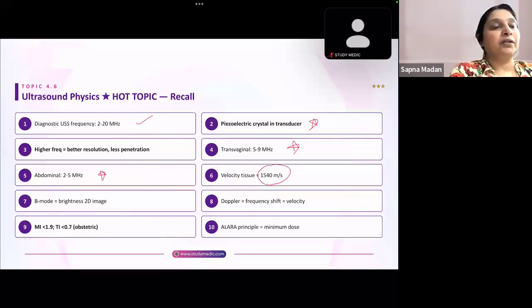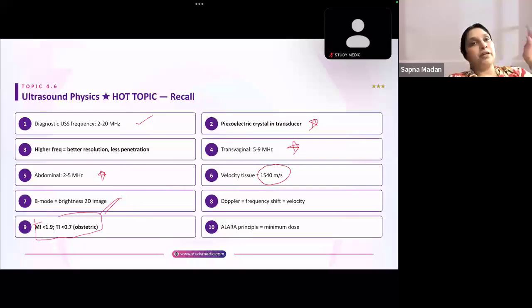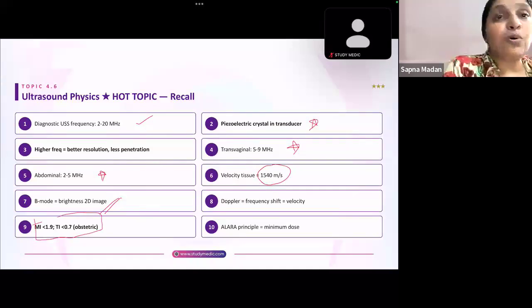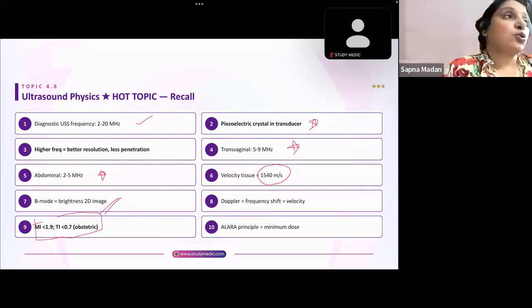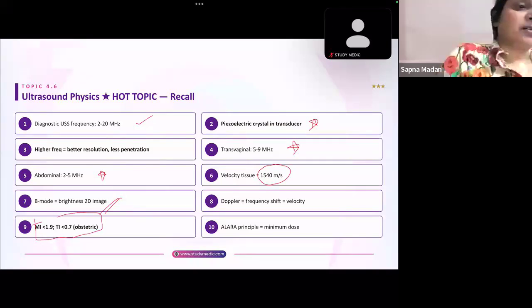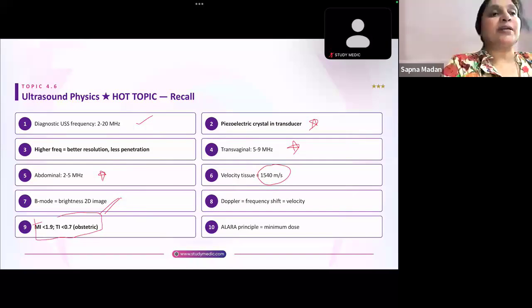Then B mode is for brightness or 2D image. Doppler's principle is the frequency shift, and it measures the velocity. The mechanical index and the thermal index points are very important. If the mechanical index goes beyond 1.9, then what is the risk? The risk is cavitation. And the thermal index you're supposed to keep less than 0.7. Okay, then of course, the ALARA principle we've discussed.